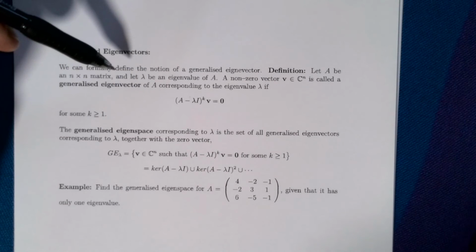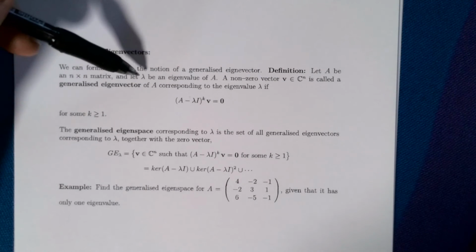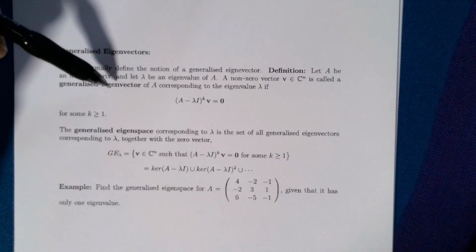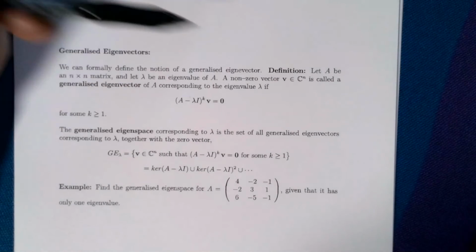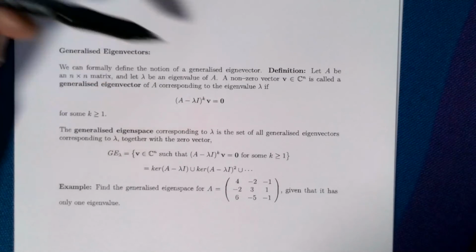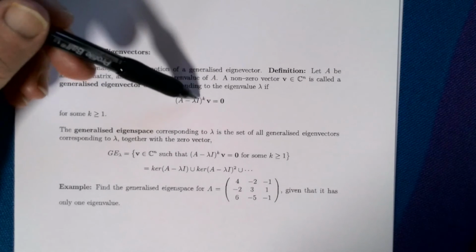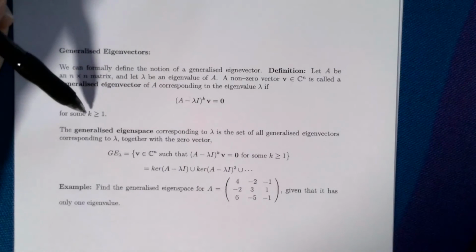Here's our definition. We have A as an n by n matrix, and lambda is an eigenvalue of A, and a non-zero vector v is called a generalized eigenvector of A corresponding to lambda if (A minus lambda I) to the k, applied to v, is 0. That means v belongs to the kernel of this matrix for some k bigger or equal to 1, I should say.